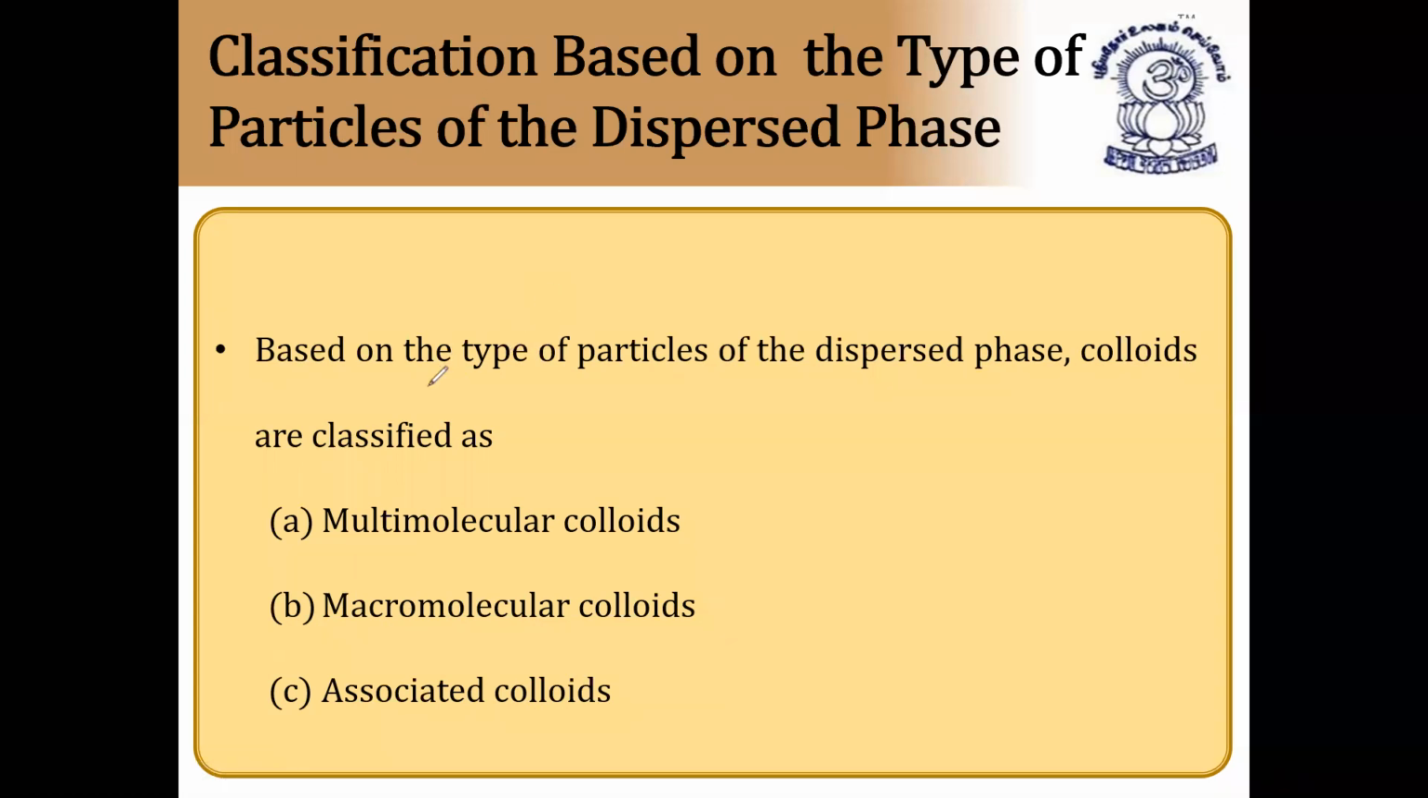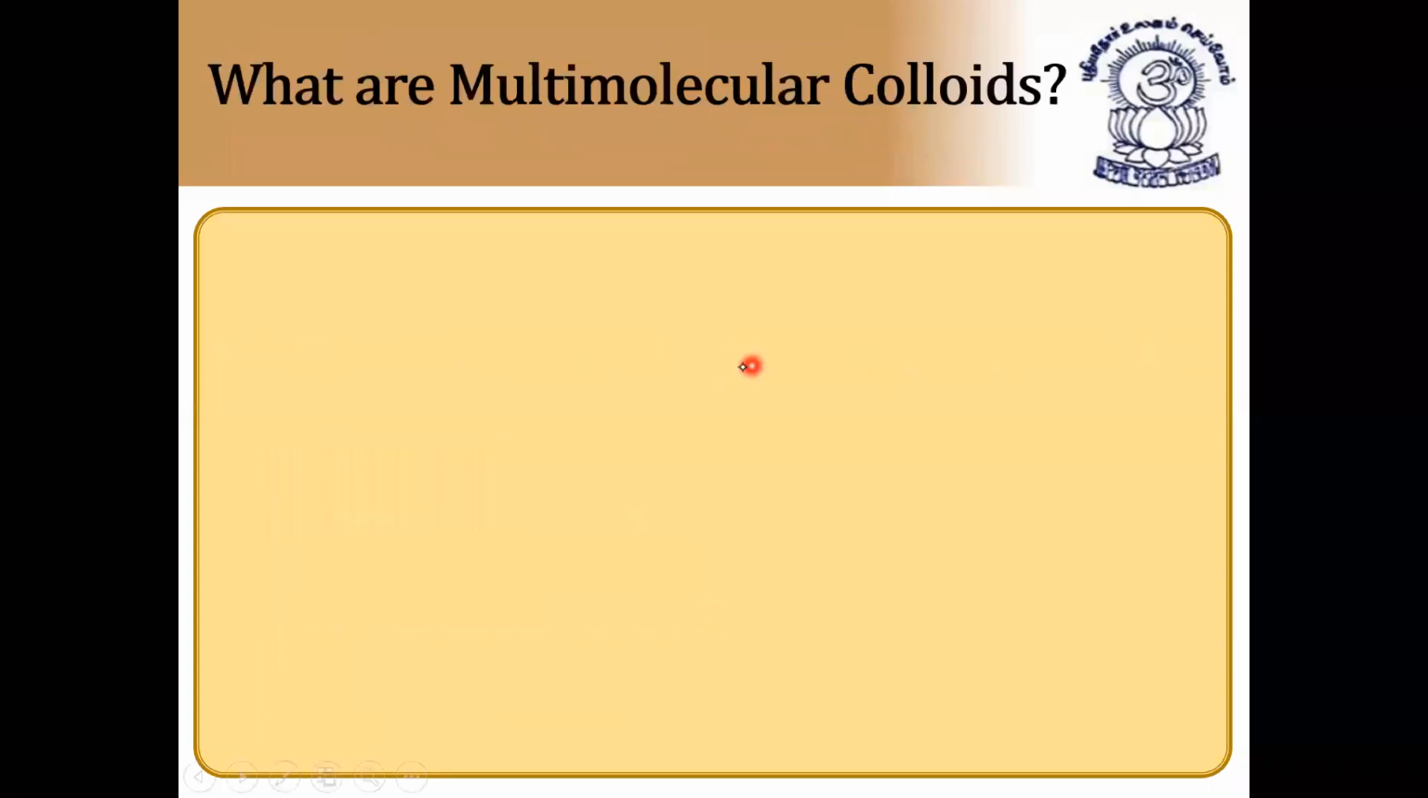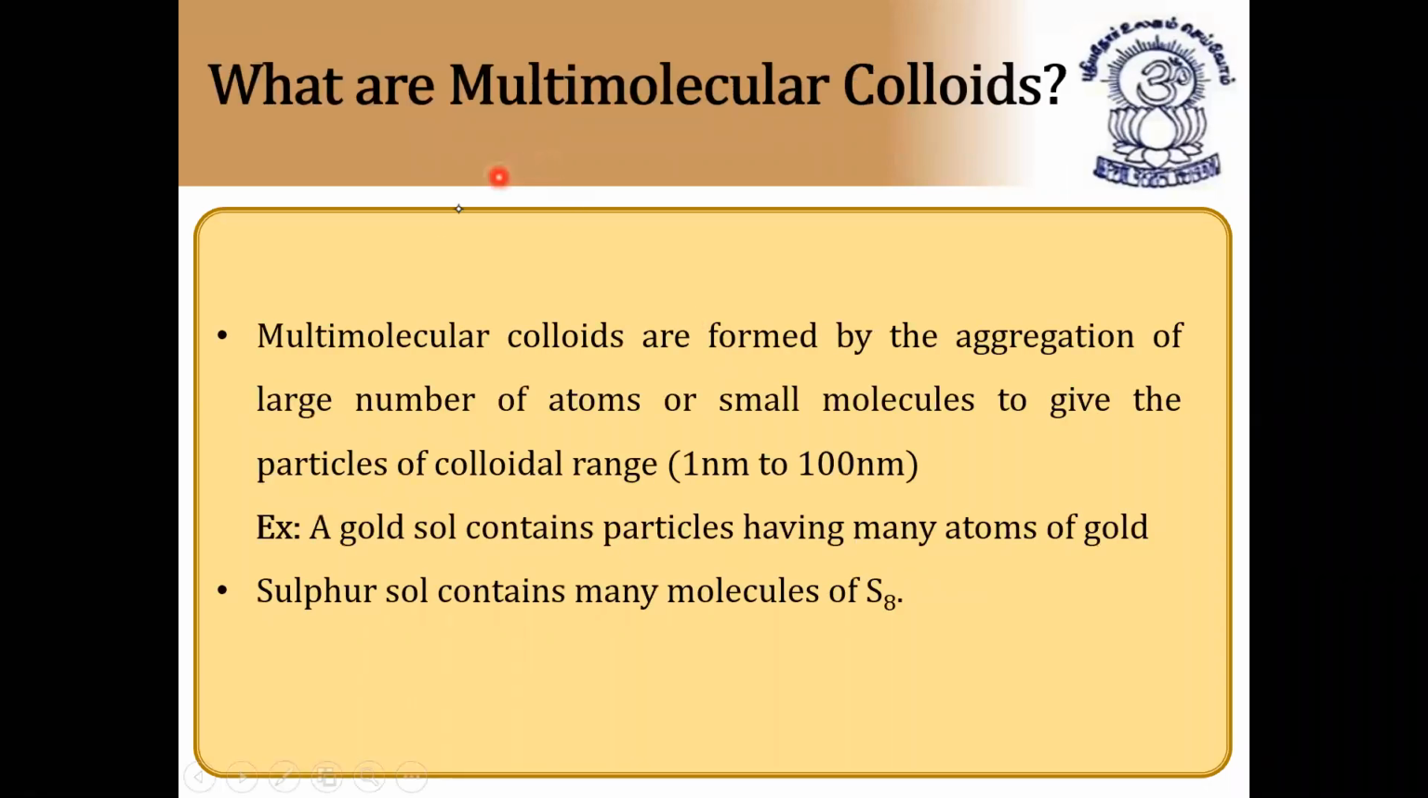Based on the types of particles of dispersed phase only, they are called multimolecular colloids, macromolecular colloids, as well as associated colloids. So what are these? We are going to discuss now. Very easy, very important also. So what are multimolecular colloids? Multimolecular colloids are formed by the aggregation of a large number of atoms or small molecules to give the particles of colloidal range. So these are the colloids formed by the aggregation, meaning joining.